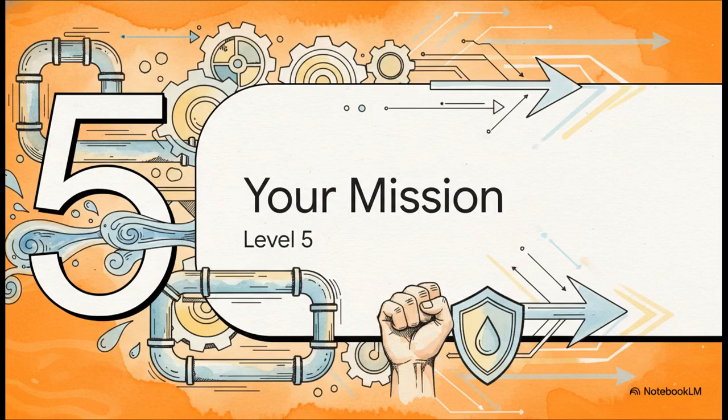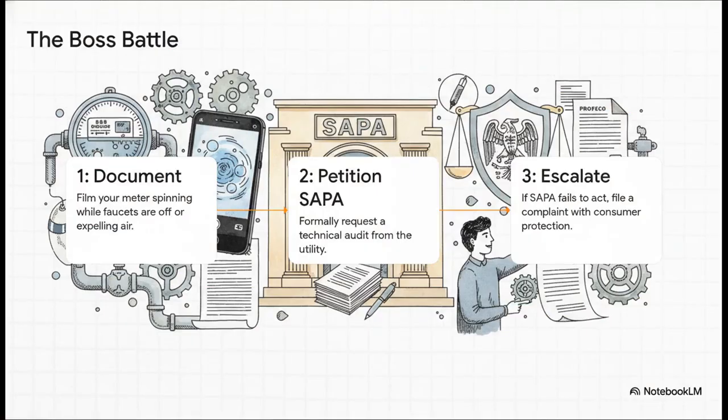And that brings us to the climax, level 5, your mission. You have the knowledge, you know the physics, you know the rules, and you know the solution. Now it is time to take action. This is your step-by-step guide to fighting back. Okay, here it is, your 3-step plan for the boss battle.